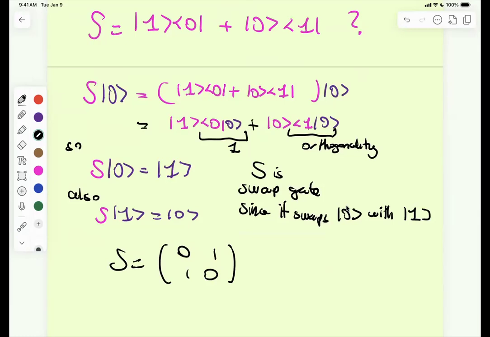But I'll put some examples. I'll put some problems about that because it's quite a fun exercise to get your hands dirty on the bracket notation, just for that reason.